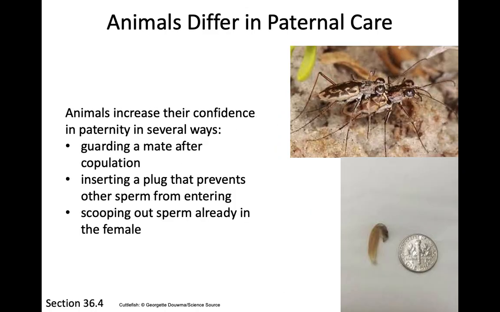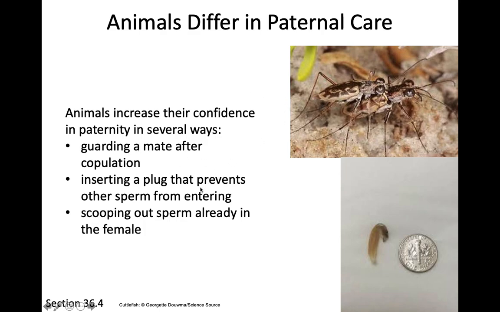So, how do you ensure that your babies are actually yours? Well, one of them is very easy. You mate with your partner, and then you just hang around with them all day long and chase away anybody else that wants to come mate with them. That's a pretty easy one. It's my baby because I guarantee you that nobody else mated with you because I scared away everybody else.